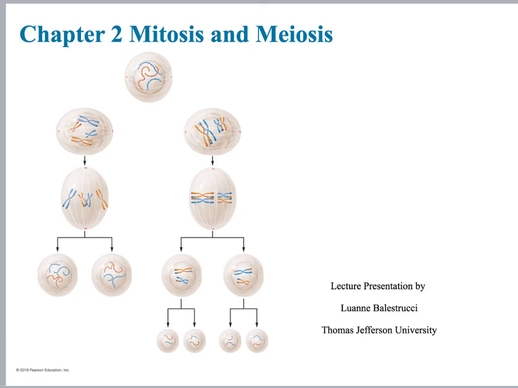So we continue our discussion. We're building into transmission genetics. In order to really understand how traits and genes are passed on from generation to generation, we first need to understand the concept of cell division and what happens in each case, both mitosis and meiosis.